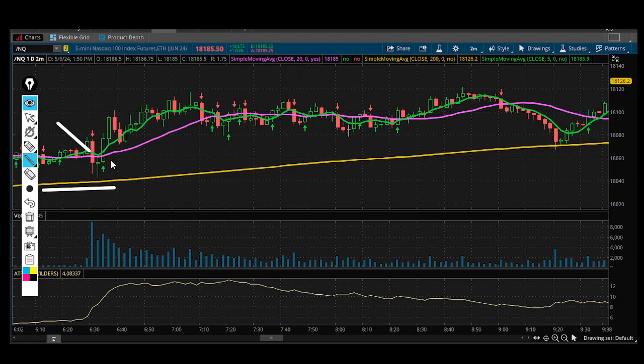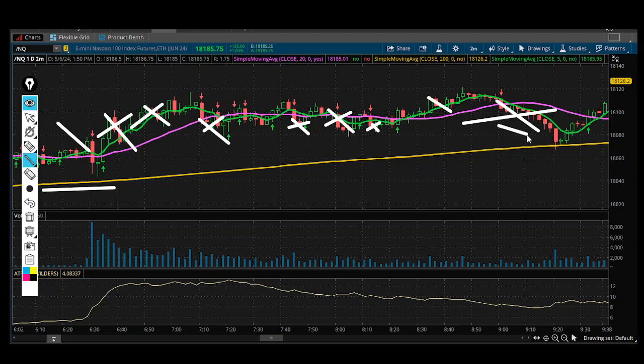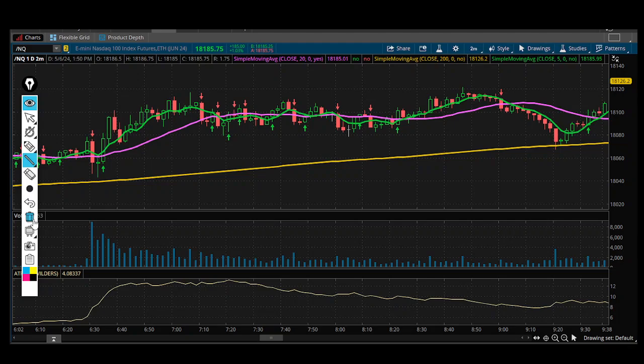which is going to result in ignoring red candles and ignoring red setups. Although this was a good one, but again, for the sake of the video, we're ignoring those red setups.